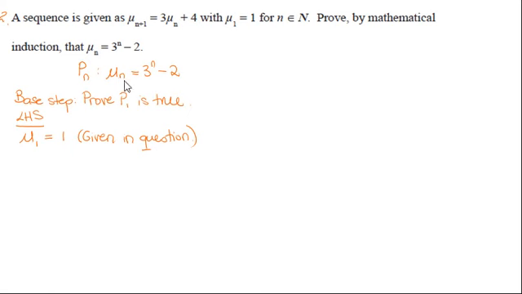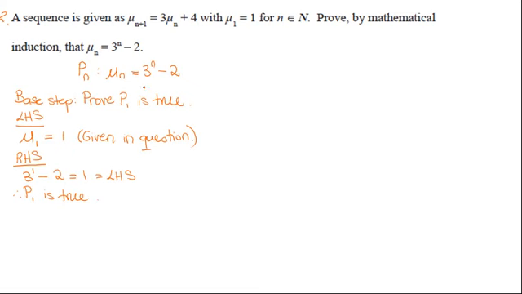Right, so the left side of this statement with n plugged in as 1, mu1 is equal to 1 based on how it's defined. For the right side now, I'm going to plug 1 here. So this is 3 to the 1 take away 2, which is 1. And we get the same thing on the right side as we got on the left. So this is equal to the left-hand side, which means P1 is true. Good. And we've done our base step.